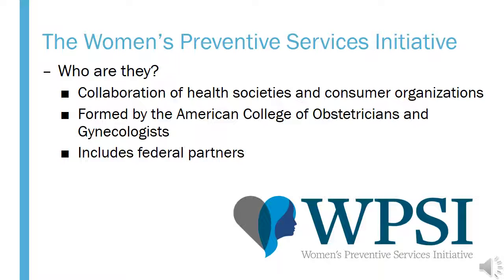In December 2016, the American College of Obstetricians and Gynecologists formed a cooperative with several other professional health organizations and societies called the Women's Preventative Services Initiative. It is comprised of more than 20 national health professional societies, consumer organizations, and federal partners, including the American Academy of Pediatrics, American Cancer Society, Centers for Disease Control and Prevention, and the Office of Minority Health. The aim of the Women's Preventative Services Initiative is to develop, review, and disseminate recommendations for preventative services for women.